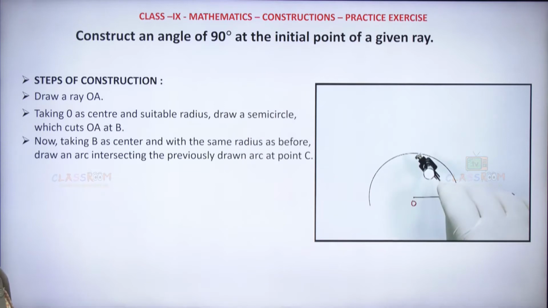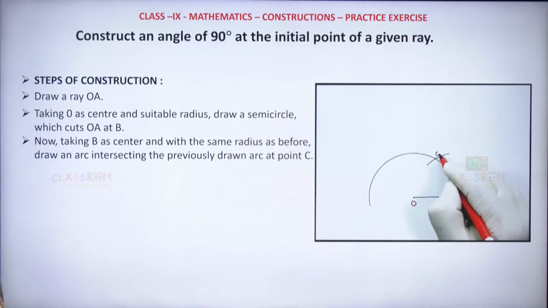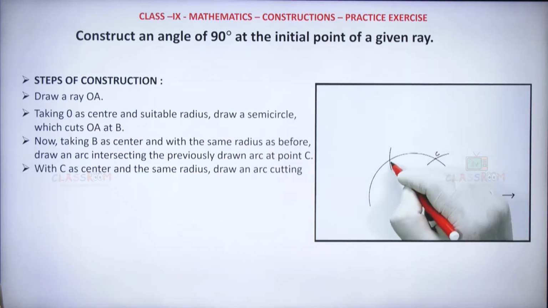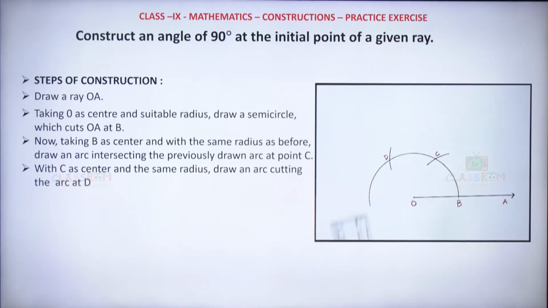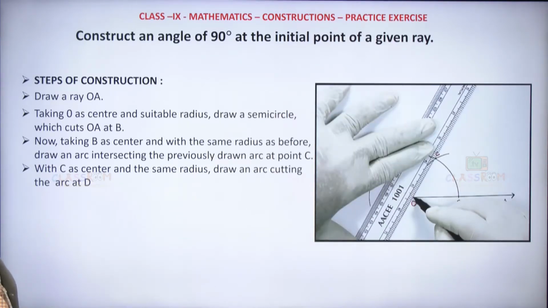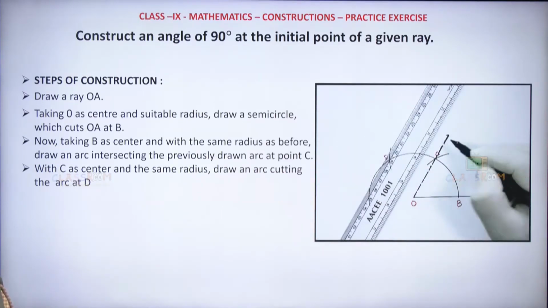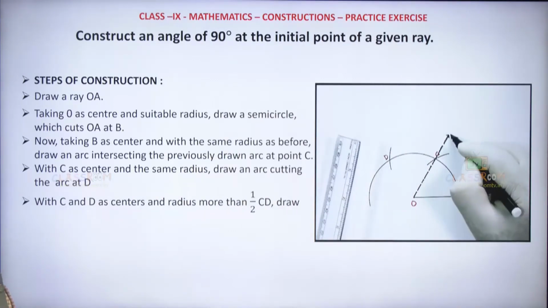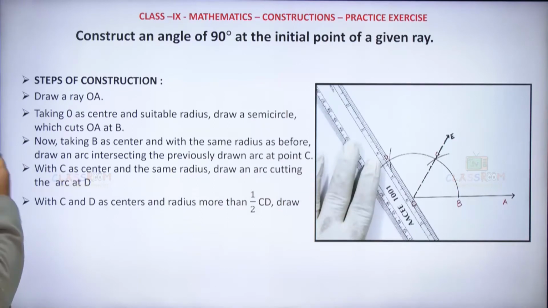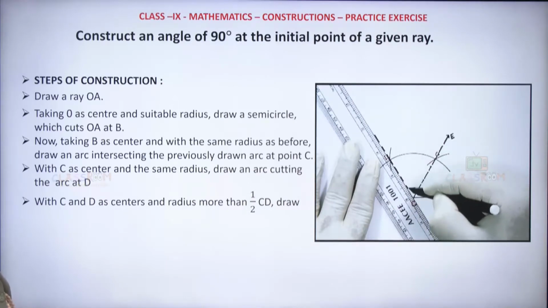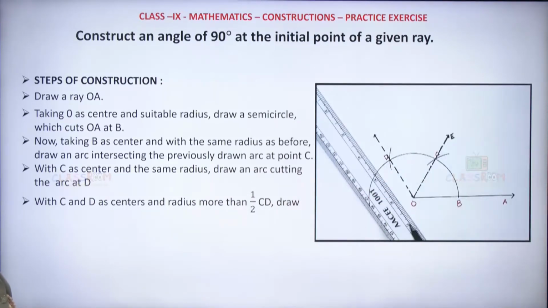Clear? Now, taking B as center and with the same radius as before, draw an arc intersecting the previously drawn arc at the point C. Now with C as center and the same radius, draw an arc cutting the arc at D. Now join OC, extend, that means draw one ray through OC, name it as OE. Draw another ray passing through D, name it as F.